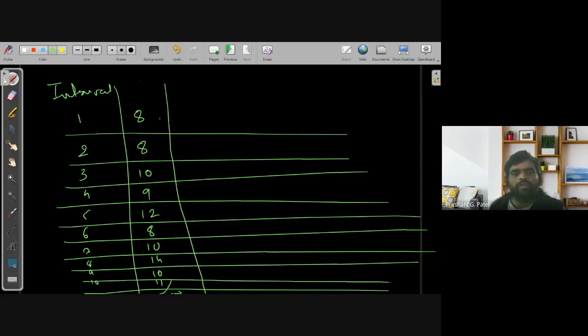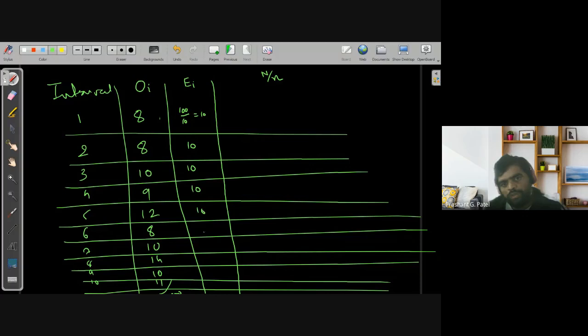So this value is OI. What is EI? That is the expected value. As per the formula, it is capital N upon small n. Capital N is the number of observations, upon the number of intervals. The small n is the number of intervals. So how many observations do we have? 100. So it is 100 upon 10, as the number of intervals is 10. So that's why it is 10. All these values will be 10. It will not change.